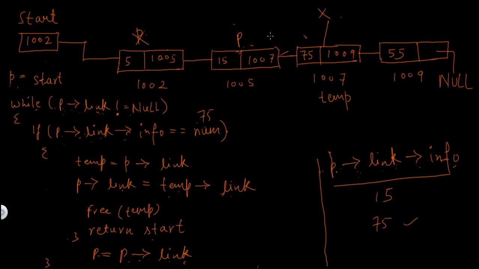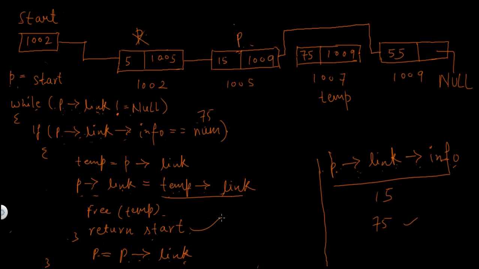Now to remove this node from the list, we need link part of this node to store the address of this node, which can be done using this statement. Now p arrow operator link means link part of this node, and link part of this node will be assigned the address of this node, because temp arrow operator link means link part of this node, which is the address of this node. So according to this example, this whole thing is 1009, and it will be assigned to link part of this node. Free function I have already explained you. Temp is storing the address of this node, so this memory location will be freed using free function.